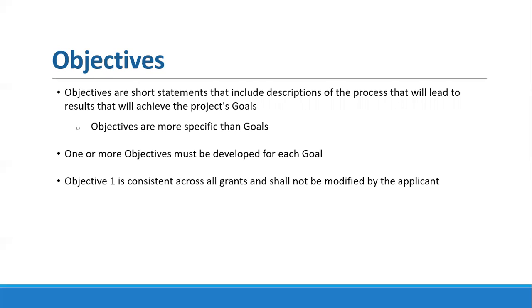Next, stemming from the goals, we have the objectives. So the objectives are short statements that include a description of the process that will lead to results that will achieve the project's goals. And thus they are more specific than goals. For each goal, you need to have at least one objective and often more. And a note here, objective 1 should remain consistent across all grants, and it should not be modified by the applicant. And we're going to dive into in a second some of what's included in objective 1, but essentially they're all the DPR facing relatively administrative tasks and deliverables associated with the project.